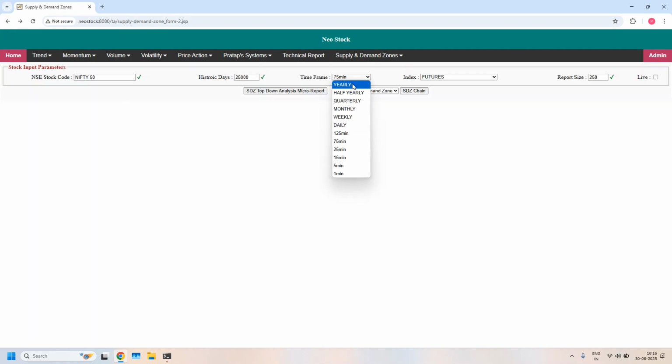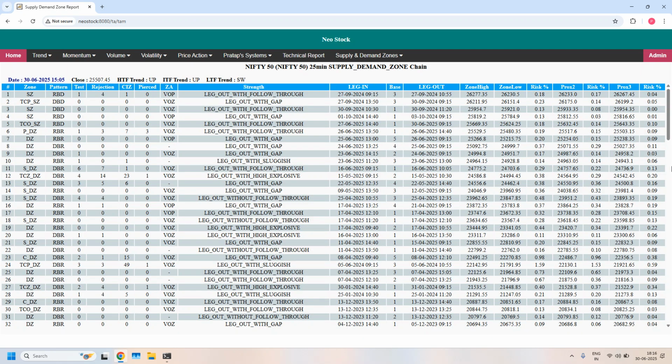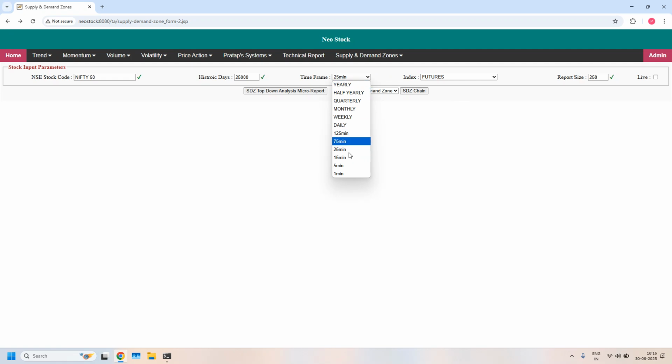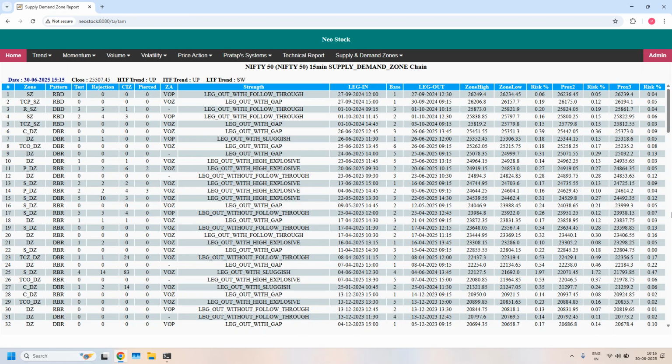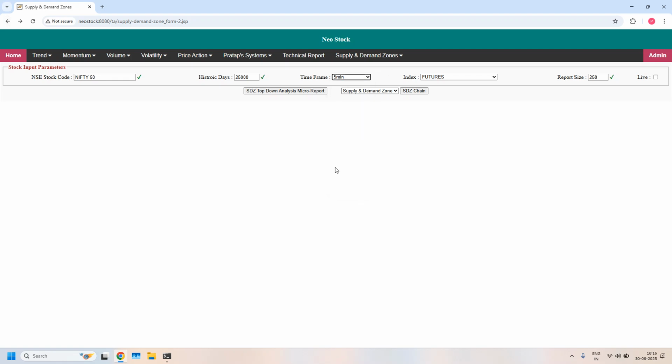Next, 25 minutes supply demand zone chain for Nifty. Next, 15 minutes supply demand zone chain for Nifty. Next, 5 minutes supply demand zone chain for Nifty.